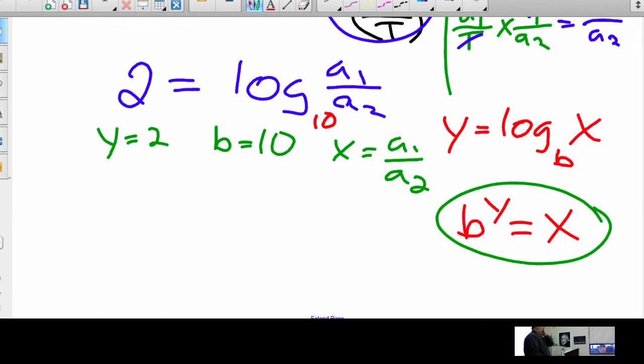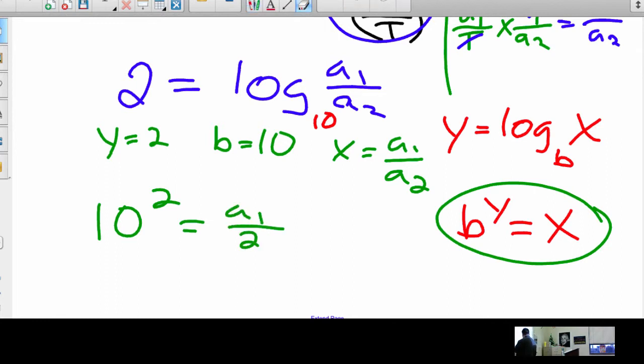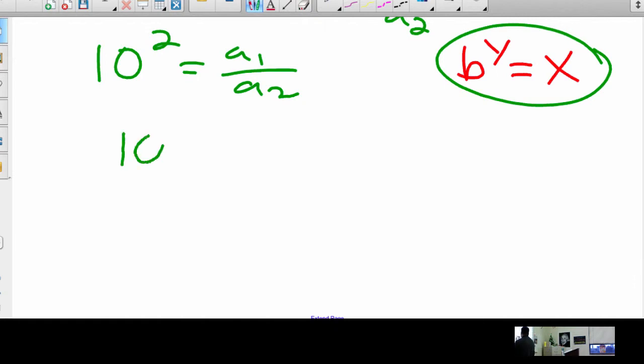10 squared equals x, which is a sub 1 over a sub 2. Gosh, why do I keep doing that on the second one? So I get 100 equals a sub 1 over a sub 2.